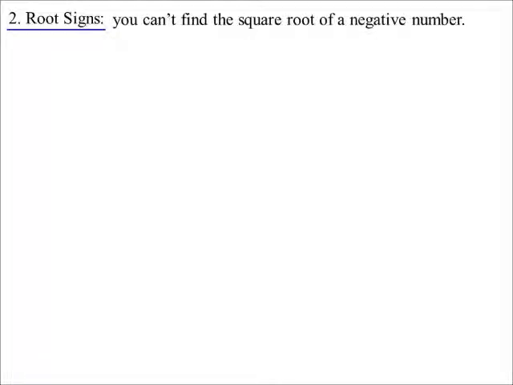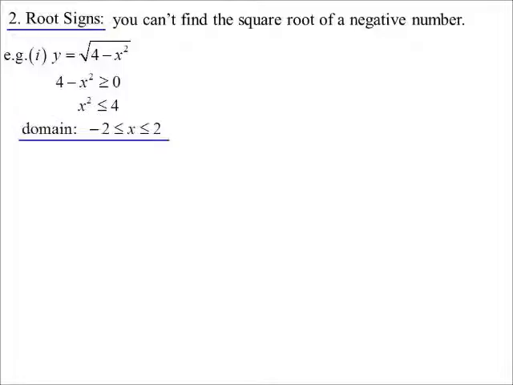Okay, root signs. You can't find the square root of a negative number. That's a basic rule there. So if I have y equals the square root of 4 minus x squared, I know 4 minus x squared is greater than or equal to 0. Now the solution to that: x squared is less than or equal to 4, so x is in between minus 2 and 2.